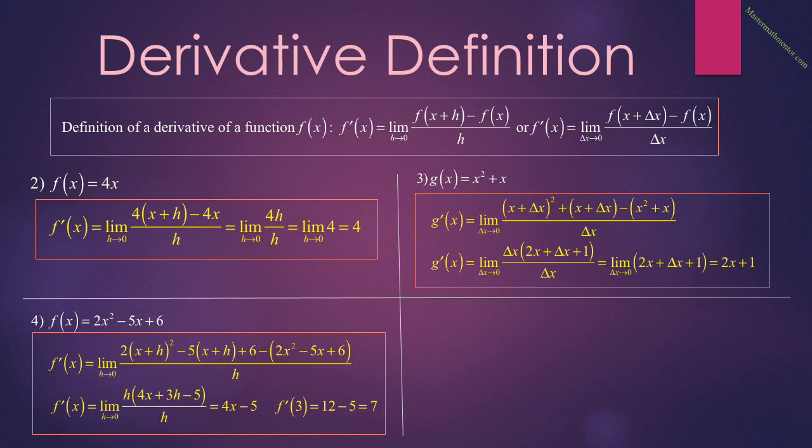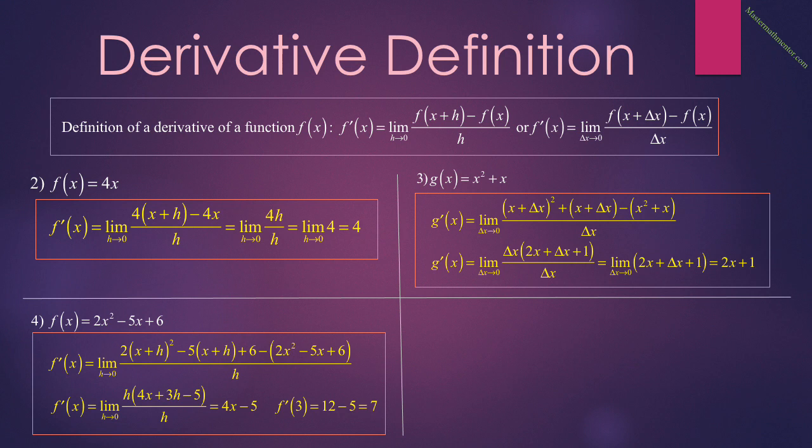In problem 4, f of x is 2x squared minus 5x plus 6. The method is still the same, but the algebra gets a little bit messier. F prime of x is equal to the limit as h approaches 0 of 2 quantity x plus h quantity squared minus 5 quantity x plus h plus 6 minus the quantity 2x squared minus 5x plus 6 all over h. There's expansion to do and then cancellation of terms, but again, we get an expression that is factorable up top.